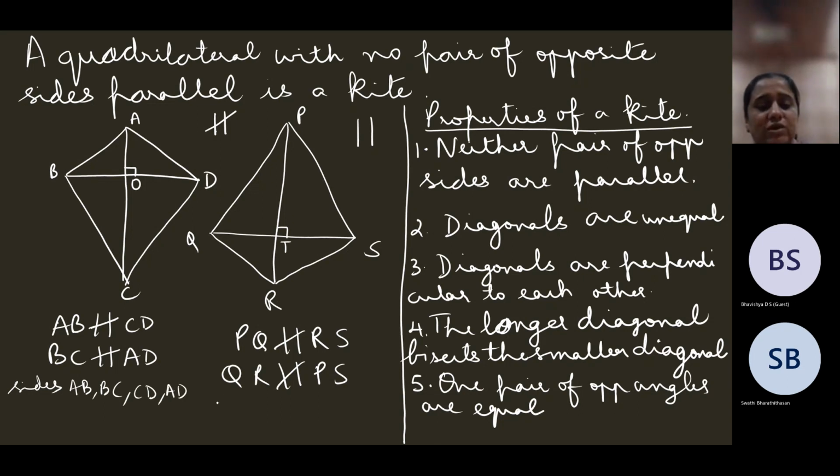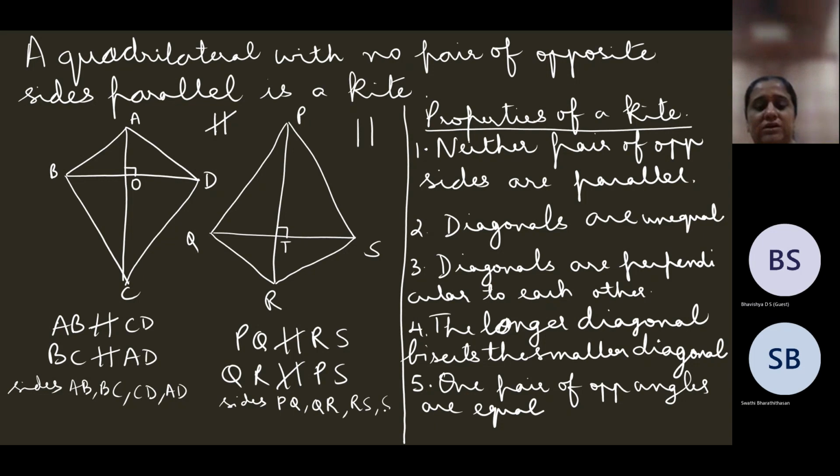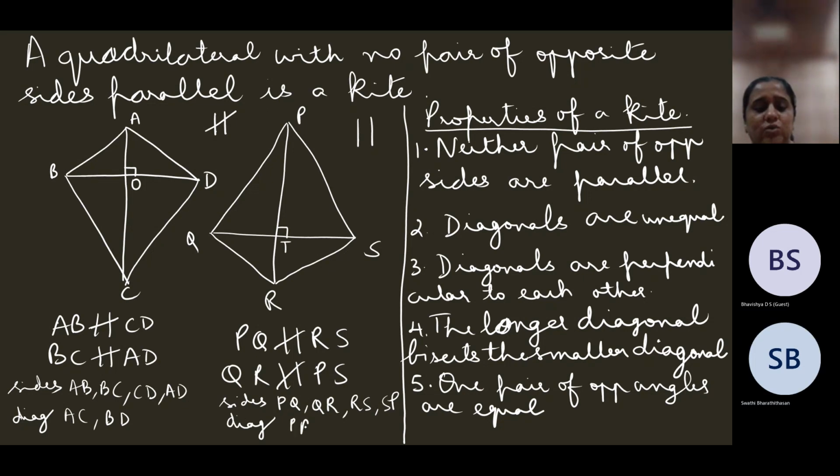And here, what about this figure? What are the sides here? Ma'am, PQ, QR, RS, and SP. Yeah. Name the diagonals. Ma'am, AC and BD. Name the diagonals here. QS and RP, or PR and QS.